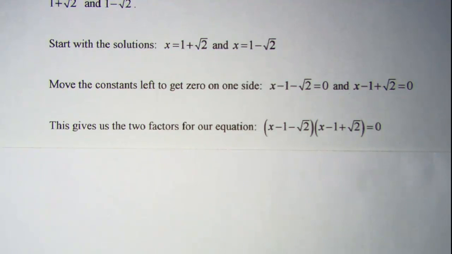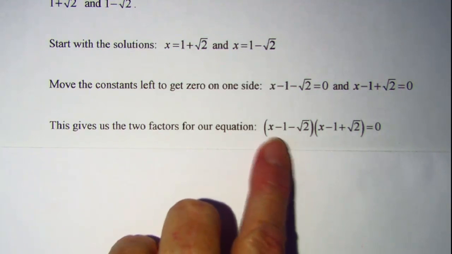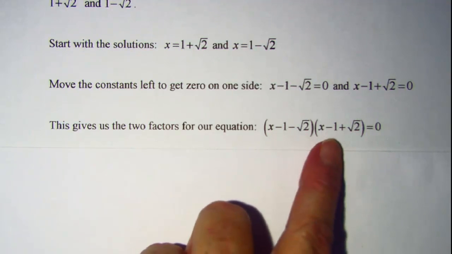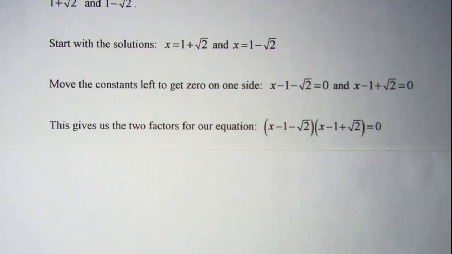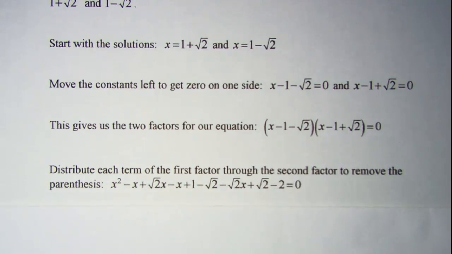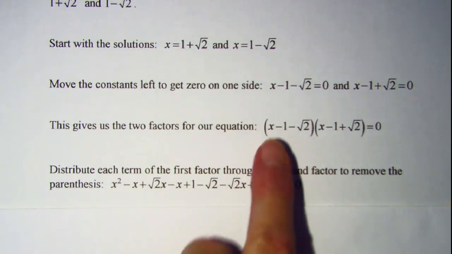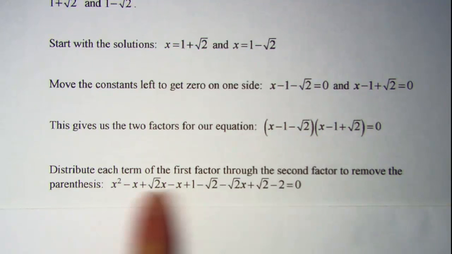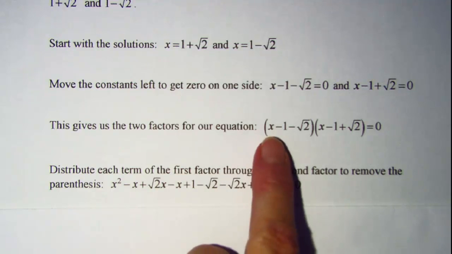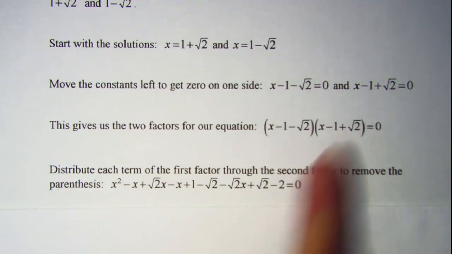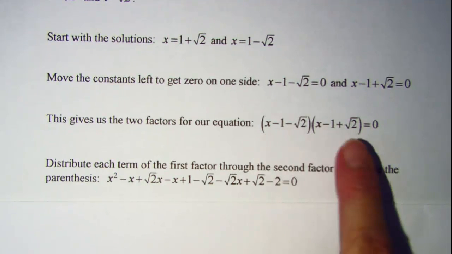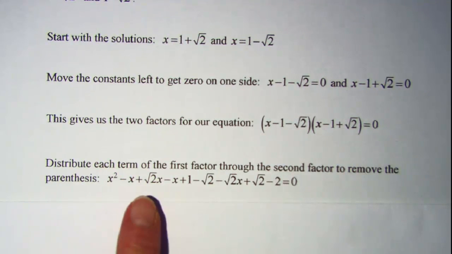So to get rid of the parentheses, we want to distribute each of the terms in this first factor to the terms in the second factor. So start with x. x multiplied by x is x squared. x multiplied by negative 1 is negative x. x multiplied by radical 2 is plus radical 2x.